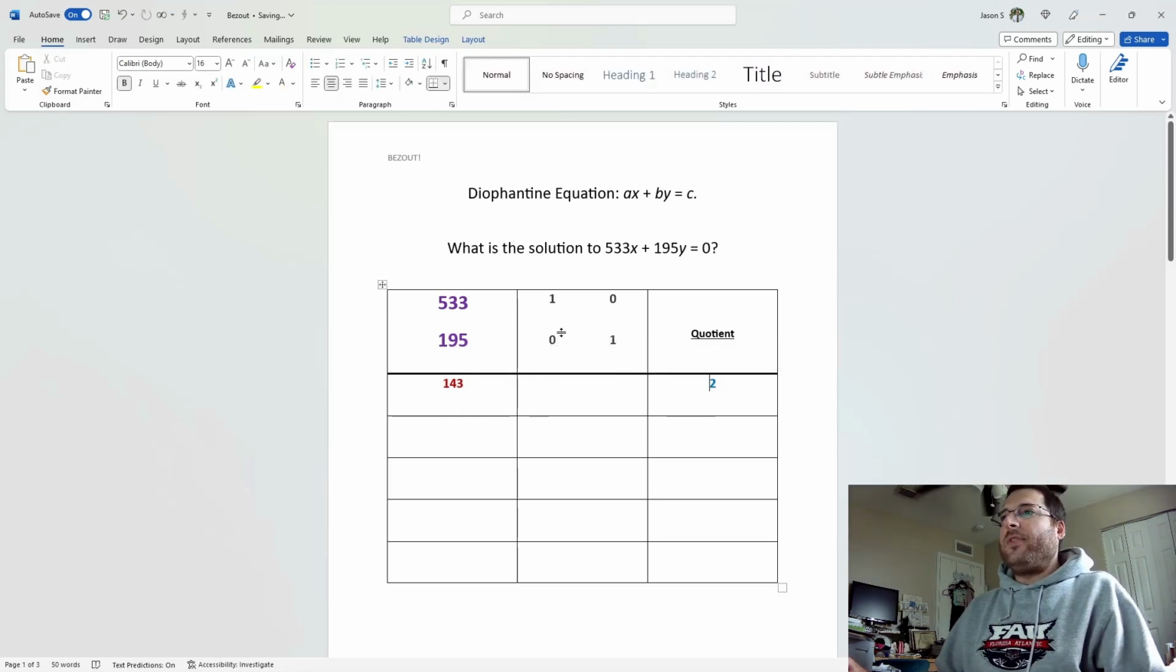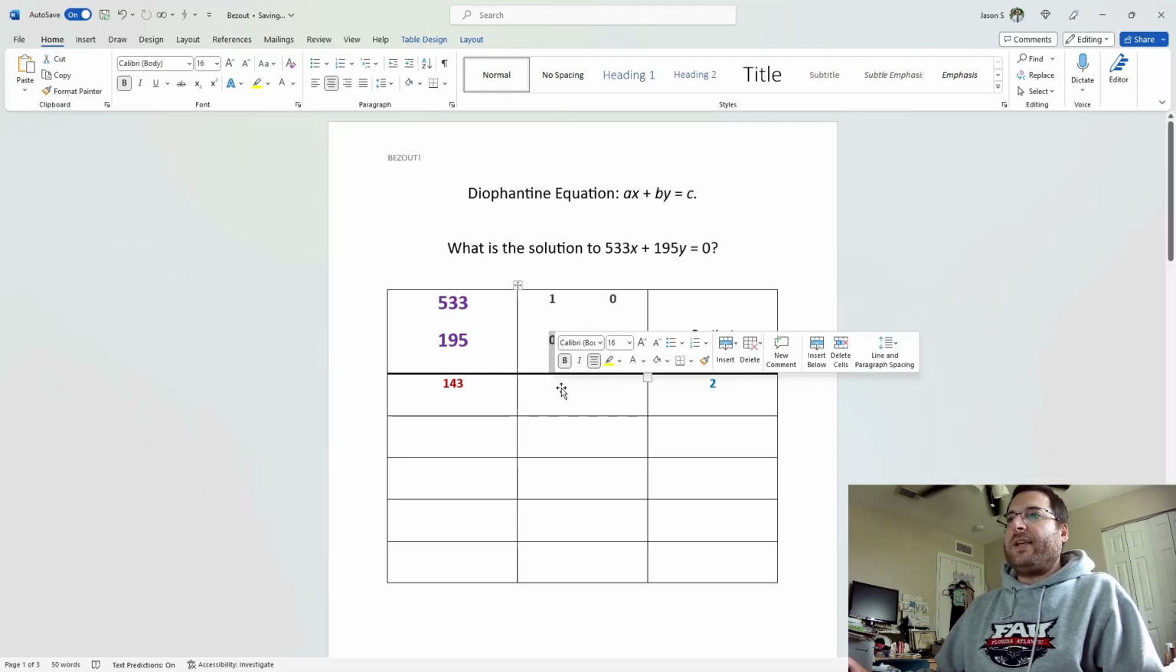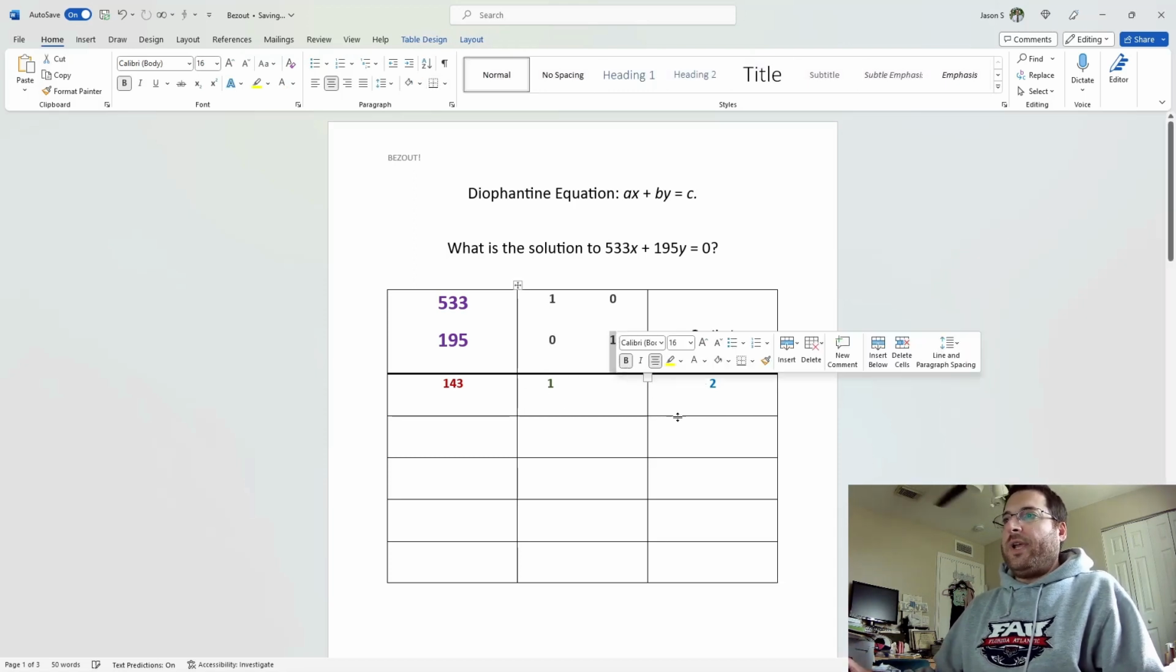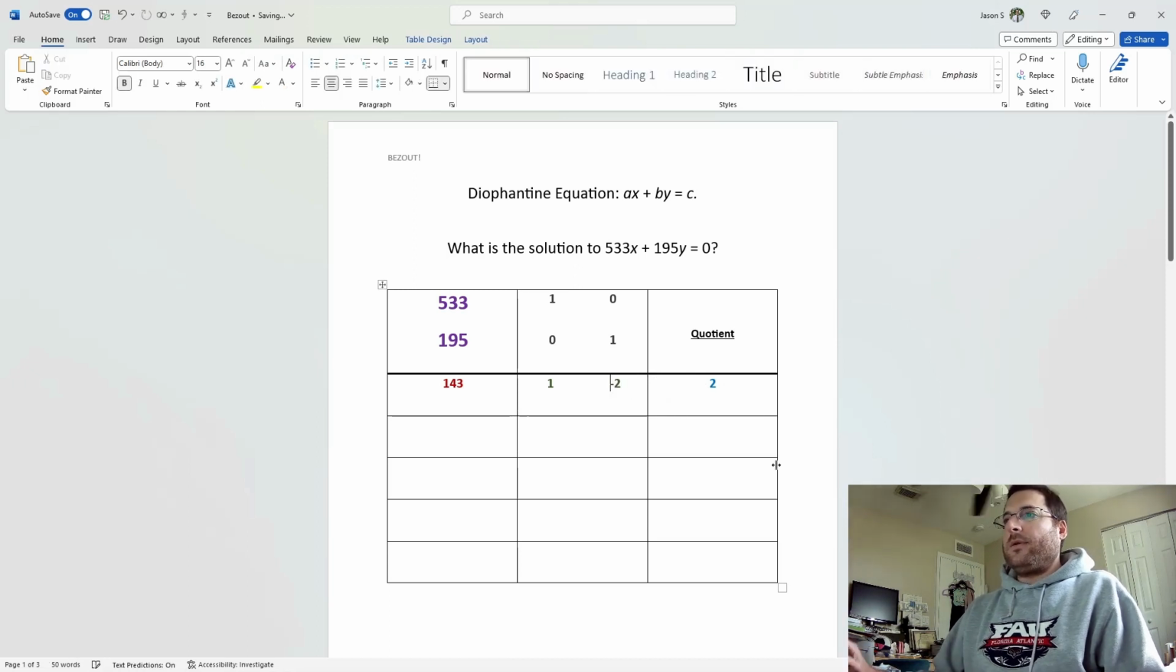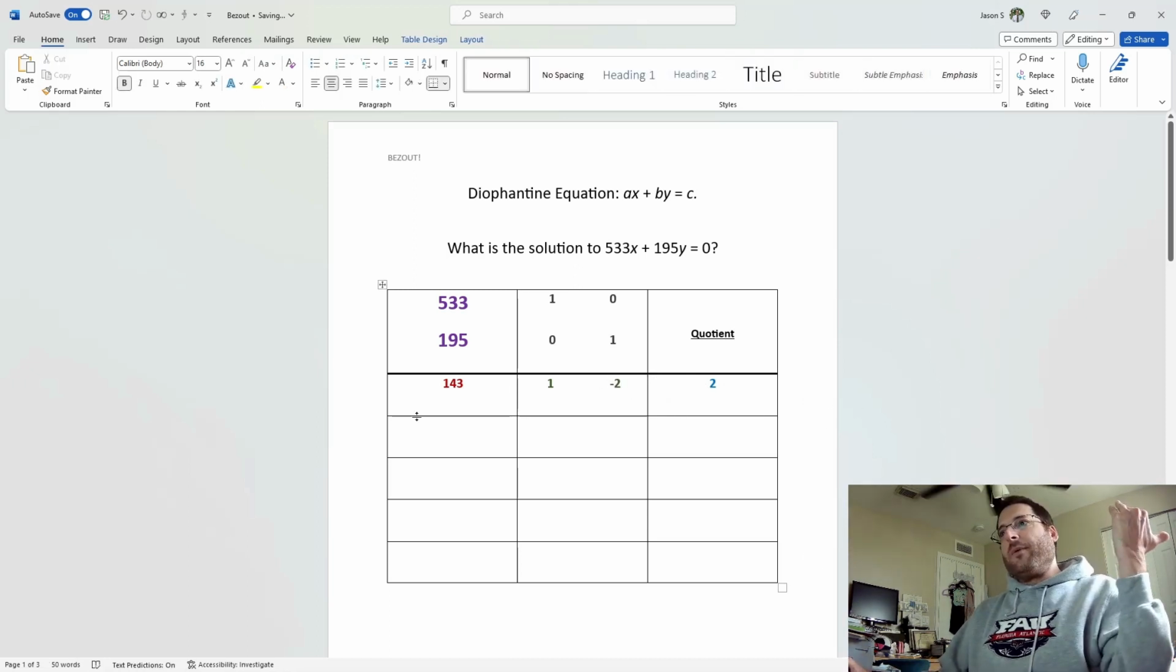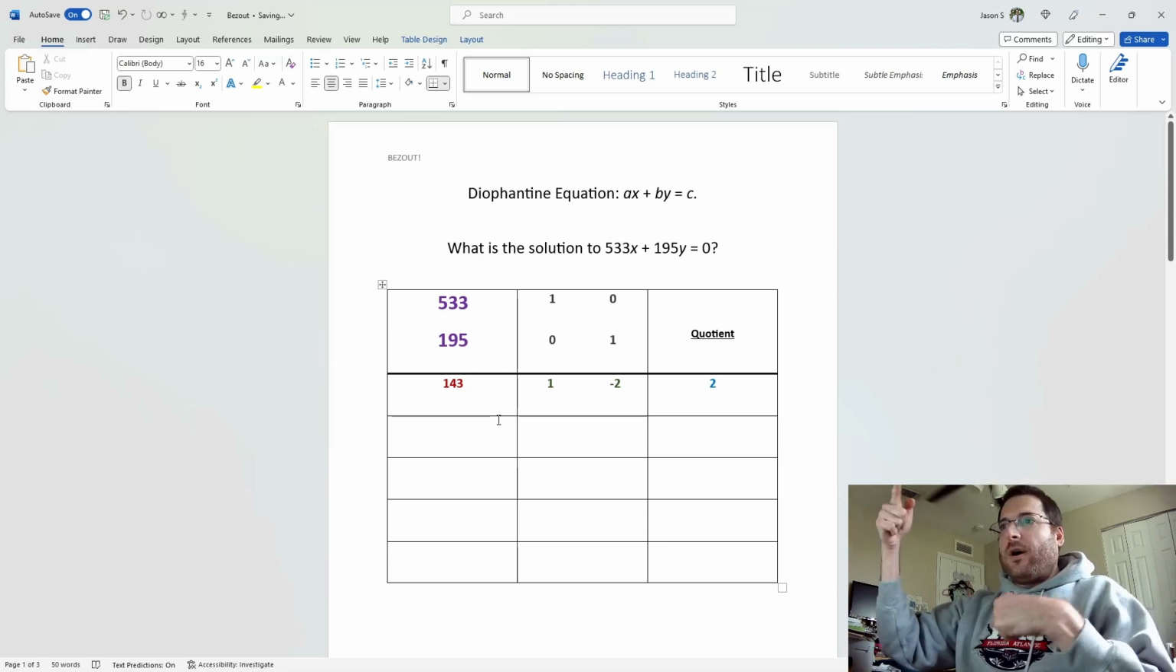Okay, now this is where the 1, 0, and 0, 1 come into play. You want to multiply your quotient with the bottom row, okay, and then subtract the top row from the bottom, right? So for instance, 2 times 0 is 0, 1 minus 0 is 1. 2 times 1 is 2, 0 minus 2 is negative 2. Okay, let's continue.